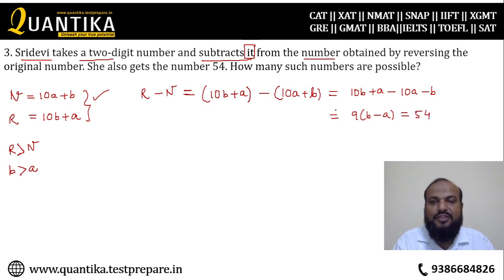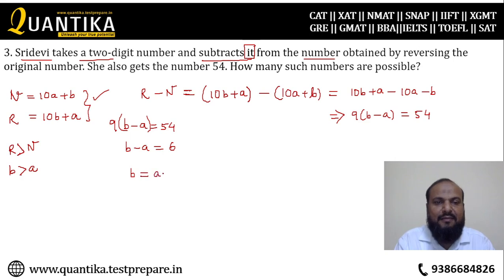What happened in the previous question? Okay, so you may conclude that b minus a is 54. 9 into within bracket b minus a is 54. So b minus a is equal to 6. B is equal to a plus 6.